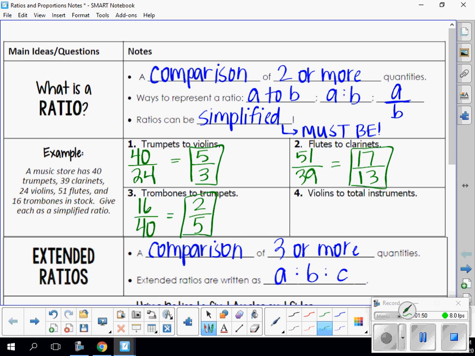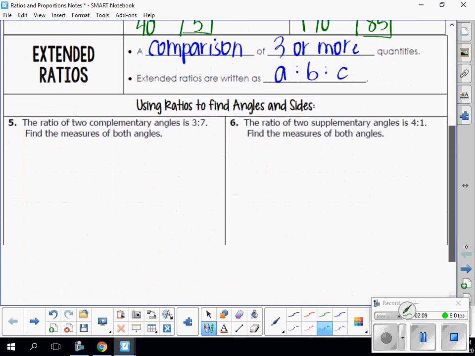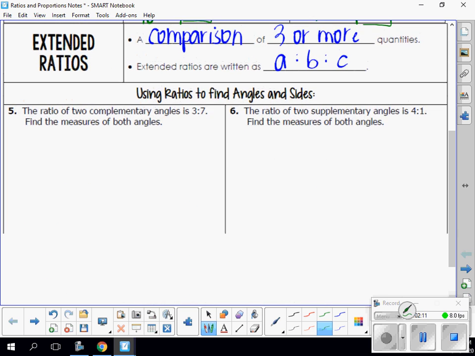Finally, violins, 24. The total number of instruments, so you need to add up every single instrument that they have in stock. That's 170. We can simplify that, 12 over 85. Extended ratio, don't get too caught up in that vocab, but what that means is that we can compare more than just two things, and this comes into play more with triangle problems and sides and angles.